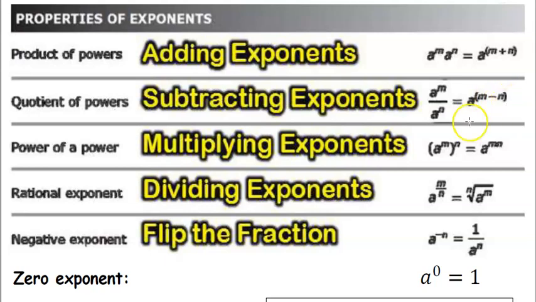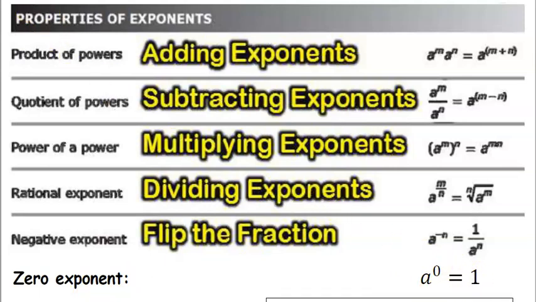and then that is a to the m minus n power. We have power of a power. That's multiplying exponents together. We have parentheses a to the m, close parentheses to the nth power, equals a to the m times n power. We have rational exponent, that's dividing the exponents. A to the m over n power equals the nth root of a to the m power. We have negative exponent, flip the fraction. A to the negative nth power equals 1 over a to the nth. And then we have zero exponent. A to the 0 power equals 1.